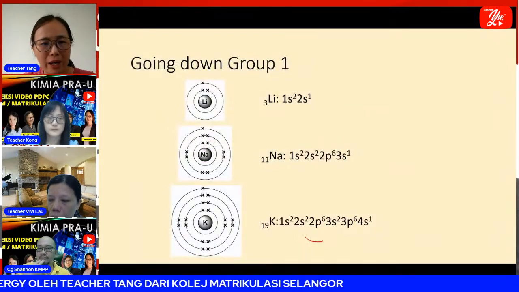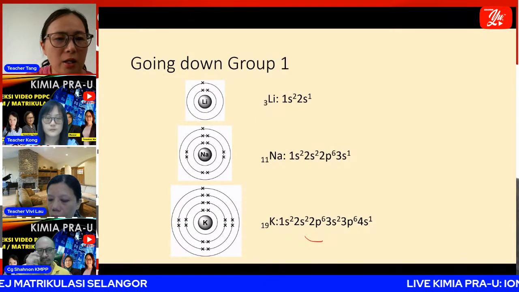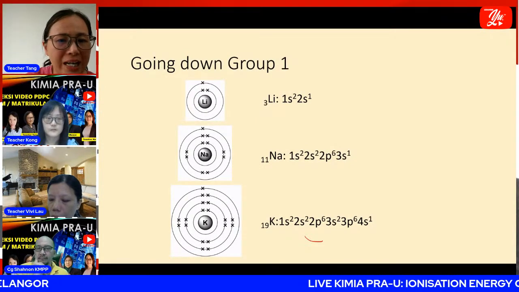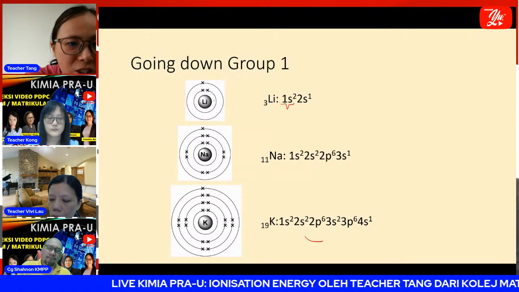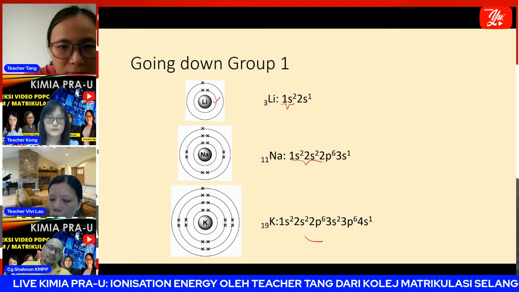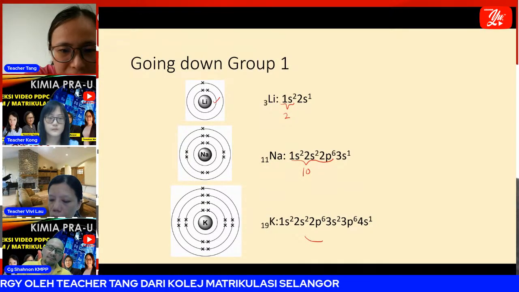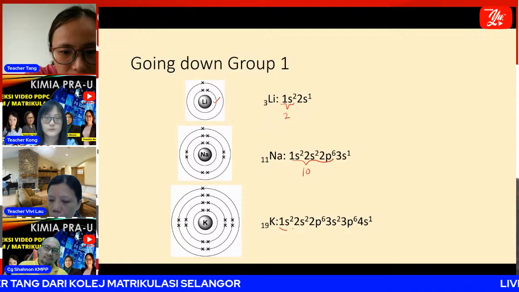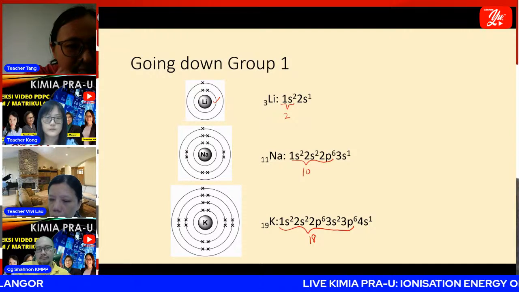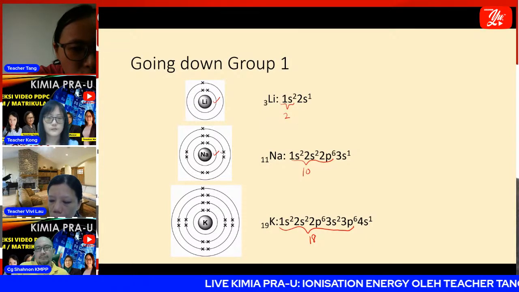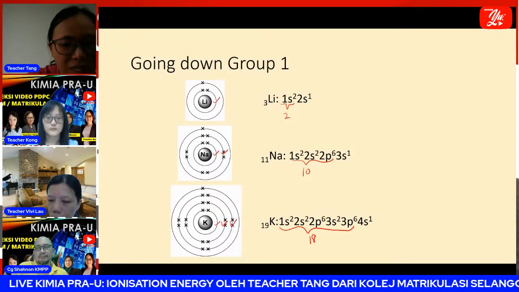Then how about when going down a group? So for example, here I use group 1. As we go down group 1, we can see that the number of inner shell electrons increases. Okay, so lithium has only 1 inner shell, sodium has 2 inner shells filled with electrons, while potassium has 3 inner shells filled with electrons.